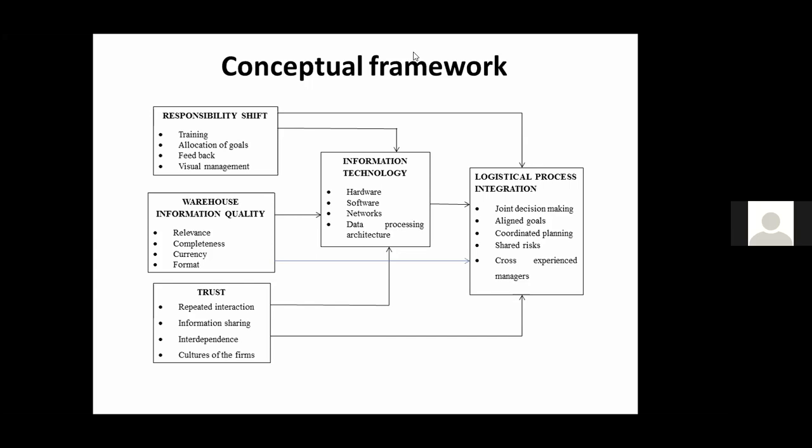Okay, now when these technologies are in place, it improves goal alignment, it improves shared risk, it improves joint decision making. I don't know. Anyway, you need to explain for us what you meant by information technology in your study, and that link, that move from information technology to logistical process integration. I'm failing to get it there. Then trust.